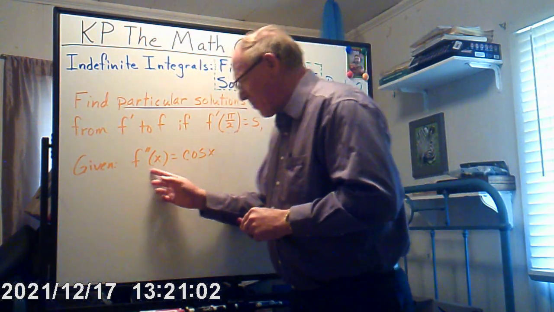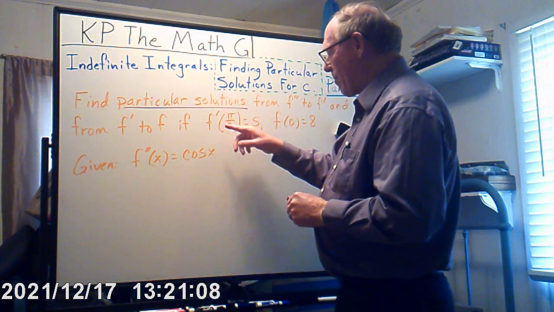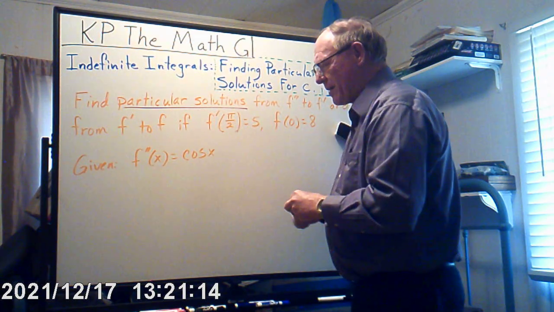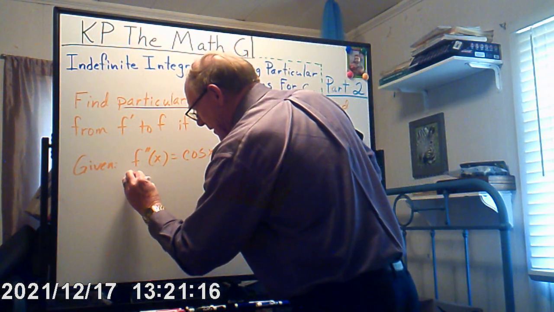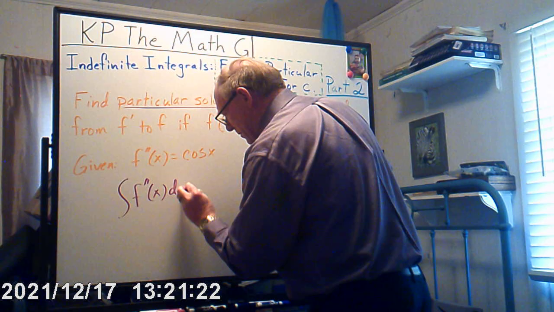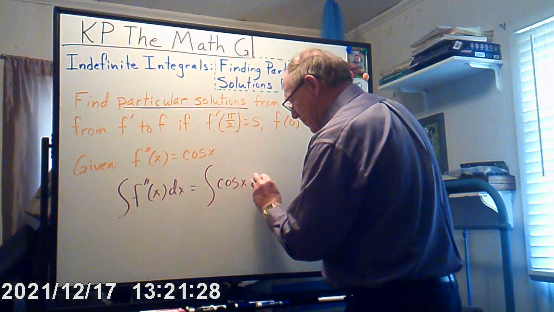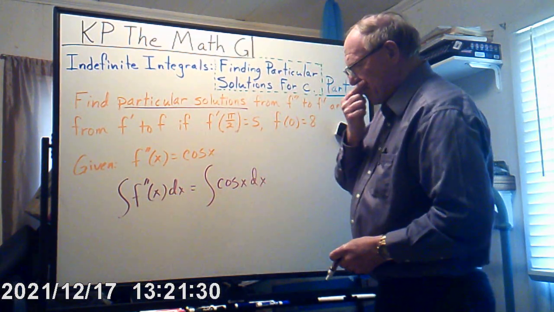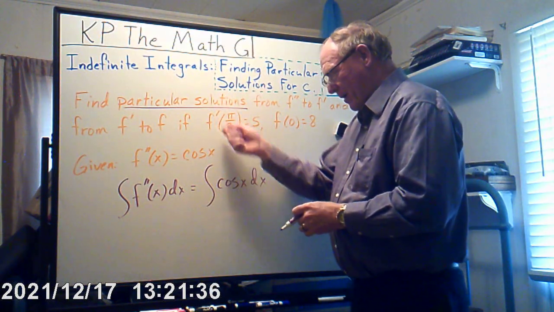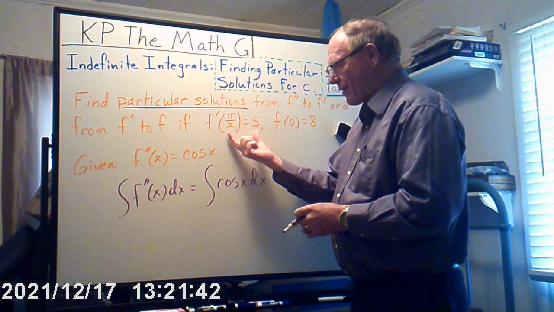We're given that f double prime of x is equal to cosine of x. So what we want to do is get down to f prime. That's what we're looking for right here. But we've got to take the antiderivative of f double prime, as I showed you before. We're going to do that to both sides. That's what you've got to start off with, because you want to get down to f prime, since f prime at pi over 2 is equal to 5. We want to get down to that.